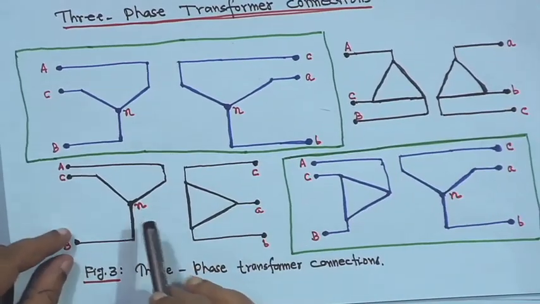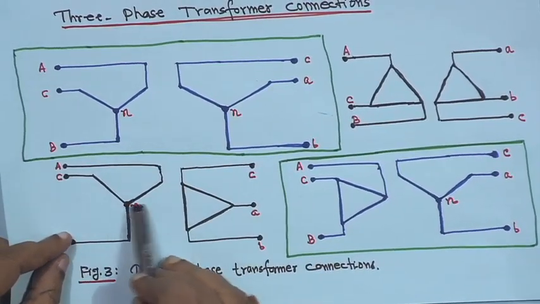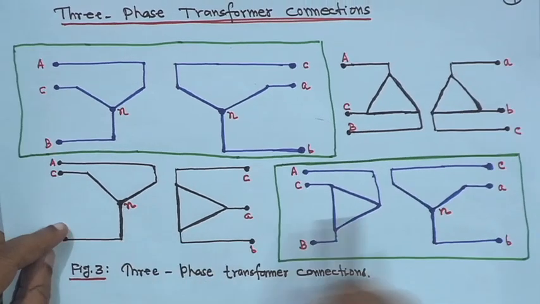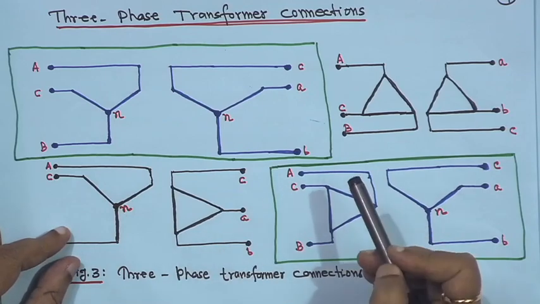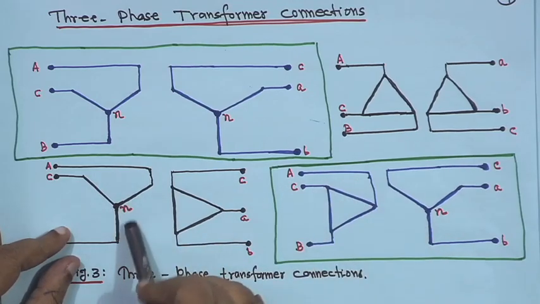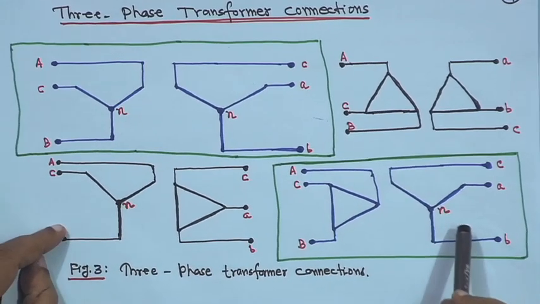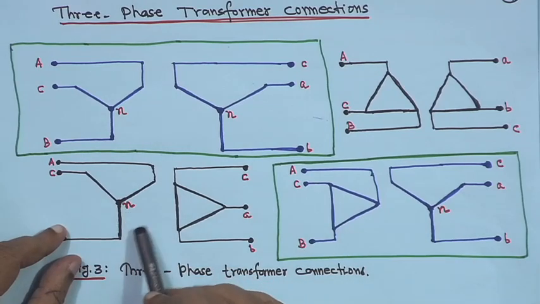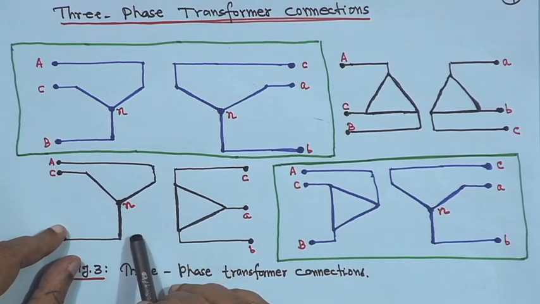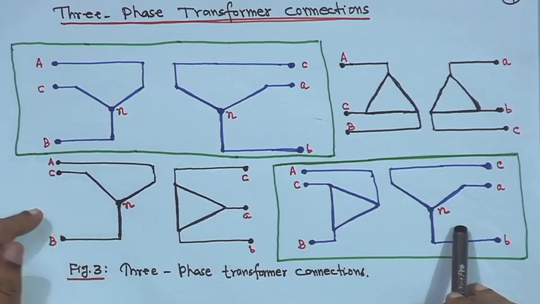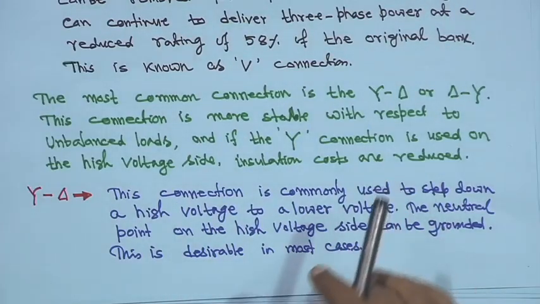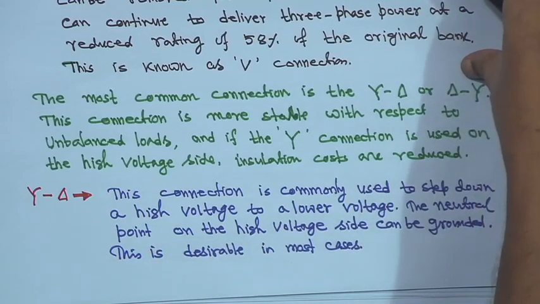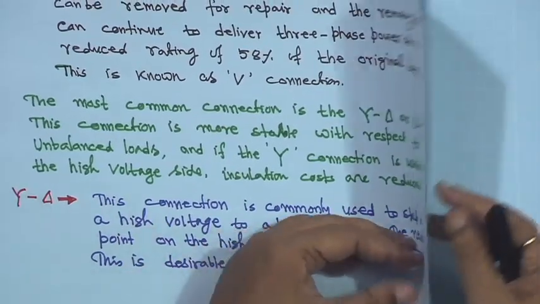Here it is not shown, but for the star side the neutral point will be grounded, and this side also will be grounded. Although I have not shown it in the diagram, we will show it later. The neutral will be grounded, and when we study fault studies we will see all this. So the neutral side of the star should be grounded, here also it should be grounded, and this is desirable in most cases. And same thing for delta star, I told everything.